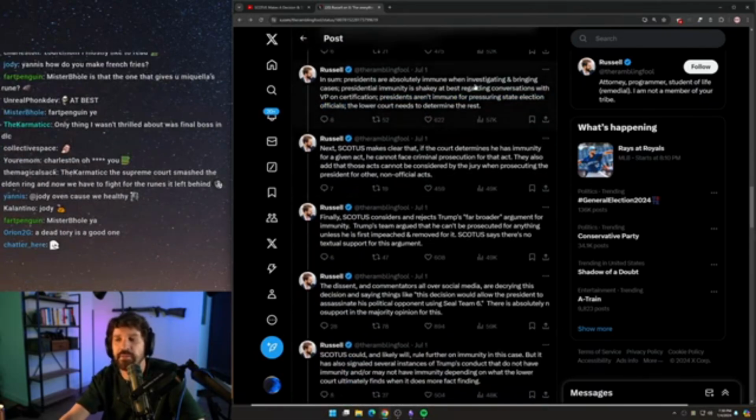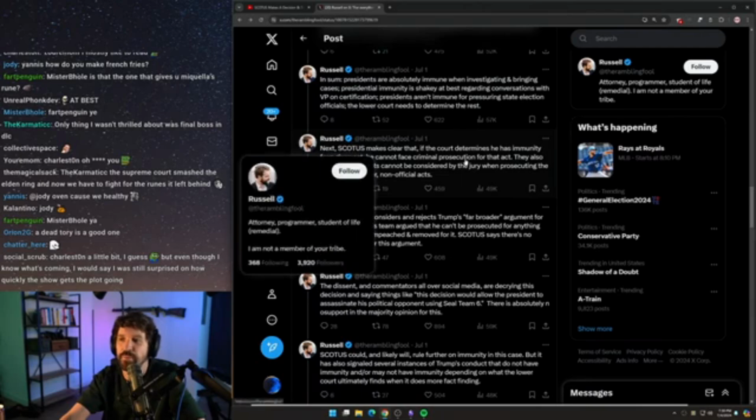Next, SCOTUS makes clear that if the court determines he has immunity for a given act, he cannot face criminal prosecution for that act.